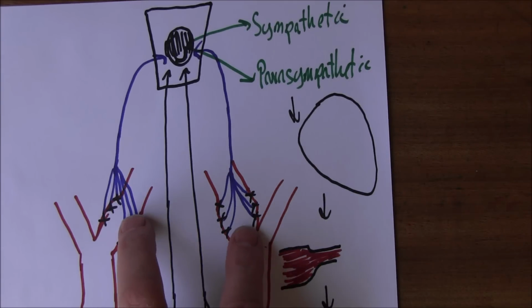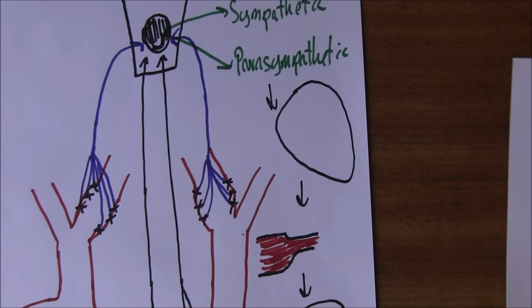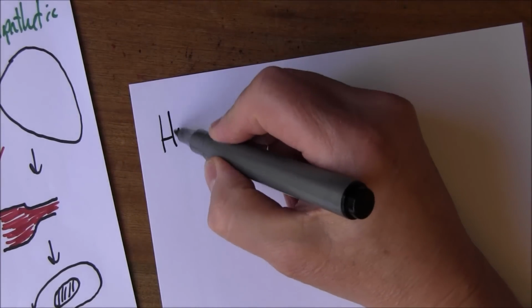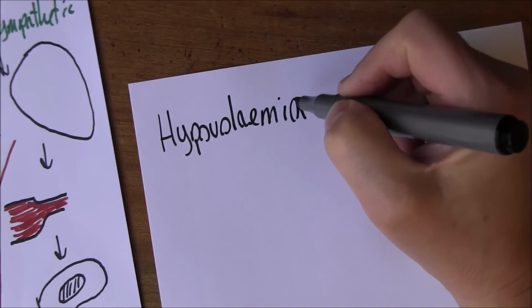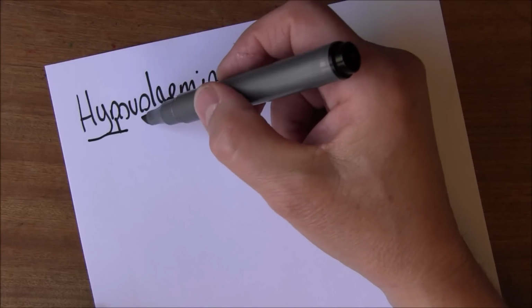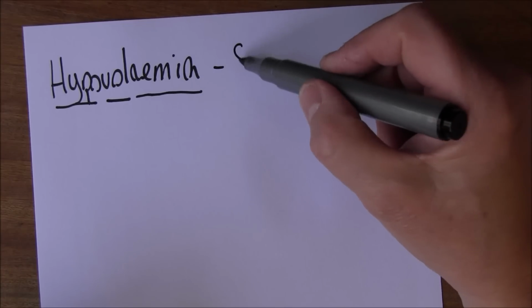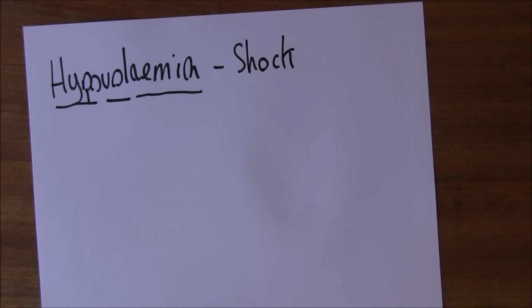And of course, blood pressure can drop in pathological situations as well. So remember that our patients can develop what is called hypovolemia. Hypo means low, vol-emia, low blood volumes. So for example, this can happen in shock, where the tissues of the body are not properly perfused because there's a hypovolemia.